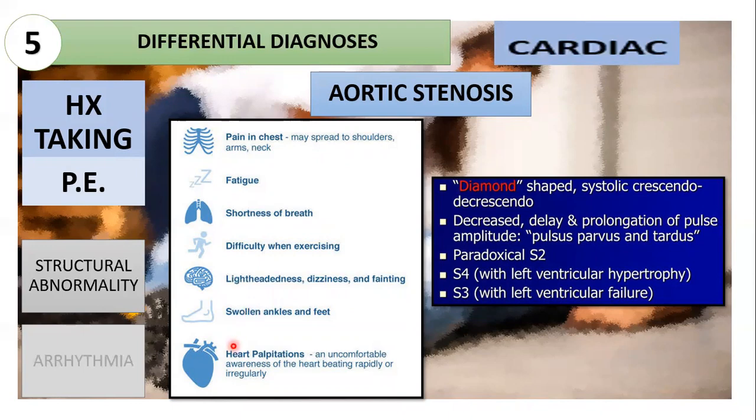And as for PE, take note of the diamond-shaped systolic crescendo-decrescendo murmur, the decrease, delay, and prolongation of pulse amplitude, classically known as pulsus parvus and tardus. There's also paradoxical S2 and S4 when there is left ventricular hypertrophy, S3 with left ventricular failure. So for HCM, remember it's for young competitive athletes, while aortic stenosis is for older male patients.